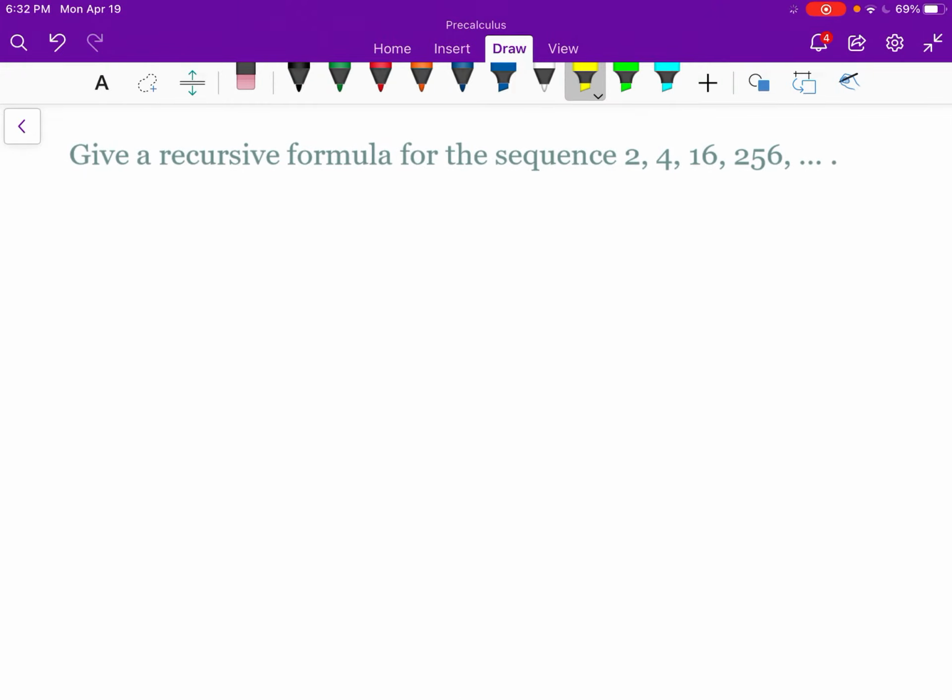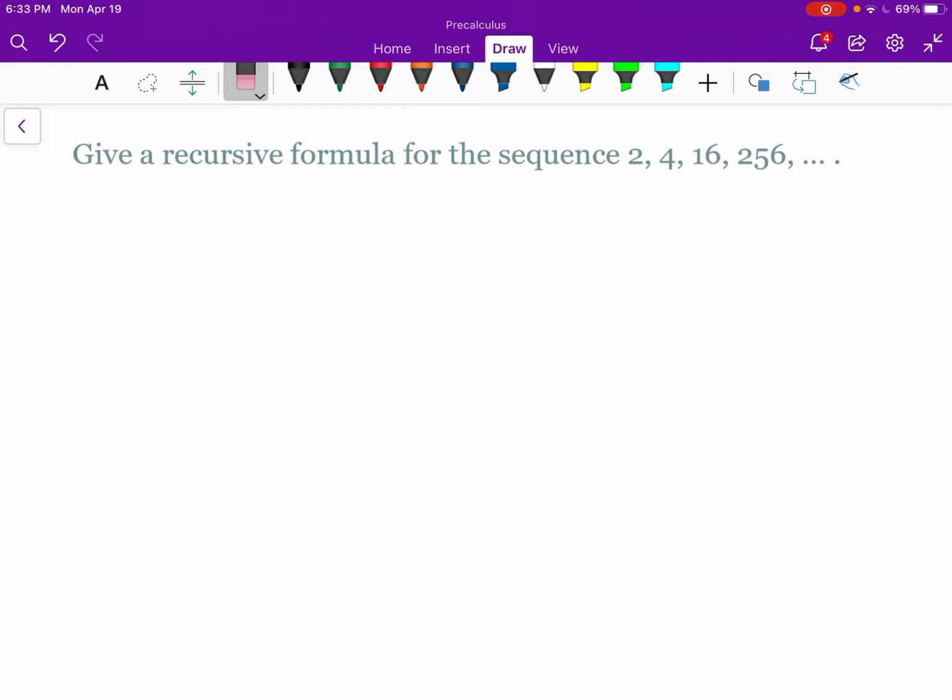All right, give a recursive formula for this sequence. So we might need to know what's happening first. So we see 2 to 4, 16 to 256. Well, 2 plus 2 is 4, but plus 2 is not 16. So adding 2 doesn't work. Okay, let's try times 2. 4 times 2 doesn't give 16. That doesn't work.